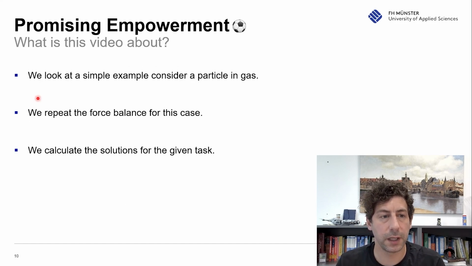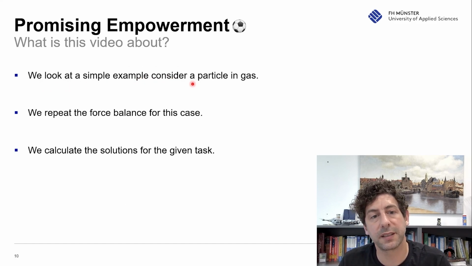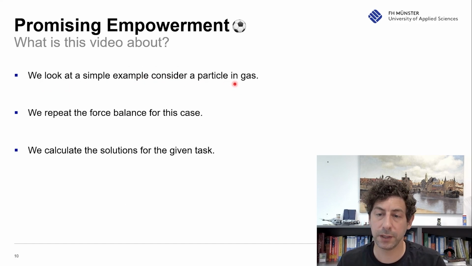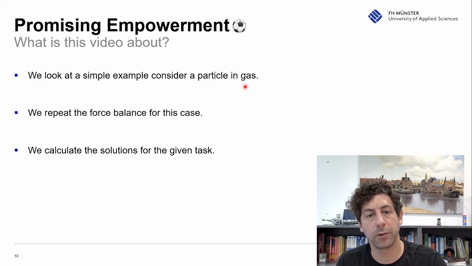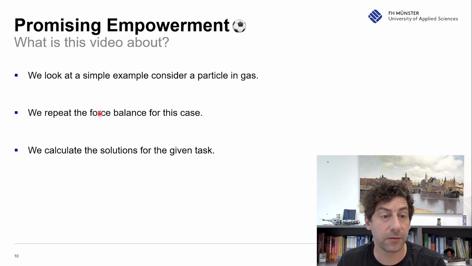So with this, I would like to repeat. We looked at a simple example considering a particle in gas, right? We looked at water droplets of 50 microns and 500 microns and wanted to understand the stopping distance and the stopping time. Therefore we repeated very briefly the force balance and looked at the final equation. And then we calculated with the equation to solve the task and looked also at the result of a Python code.